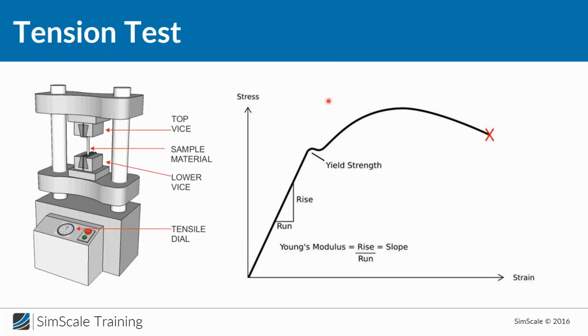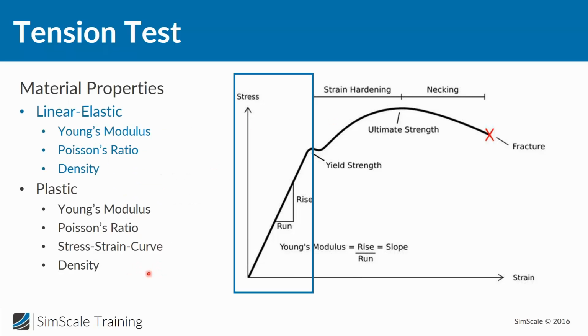And this curve you can see here is describing the plastic deformation of the material, and at some point the material will break and crack. And then we can define it like this: in this area left from the ultimate strength, we have the strain hardening, and starting from the ultimate strength we have the necking, which means the cross-section of the material probe becomes smaller.